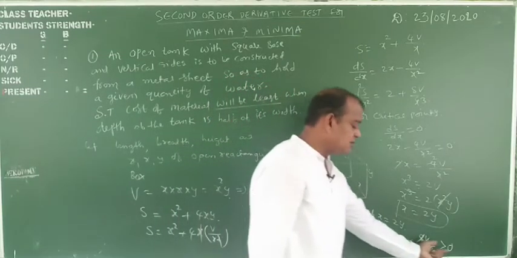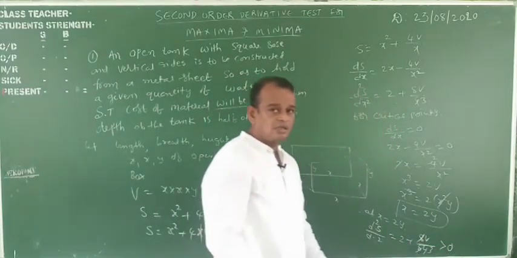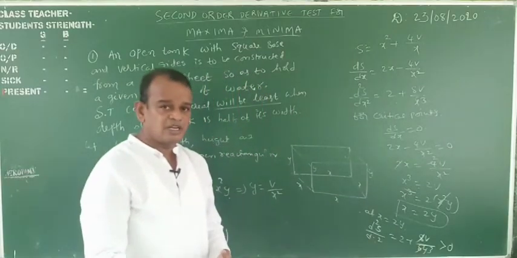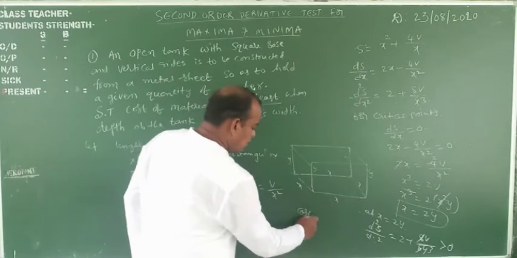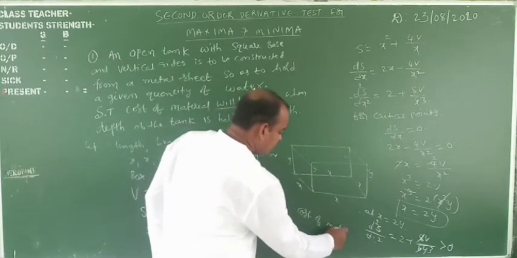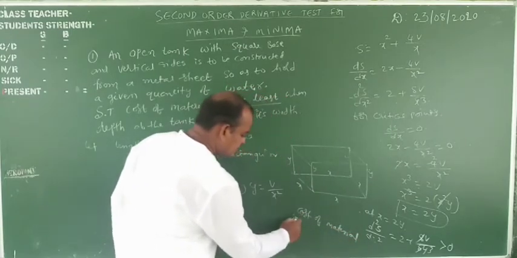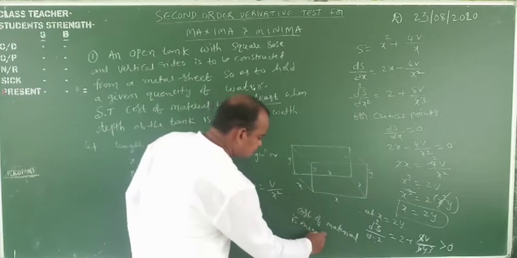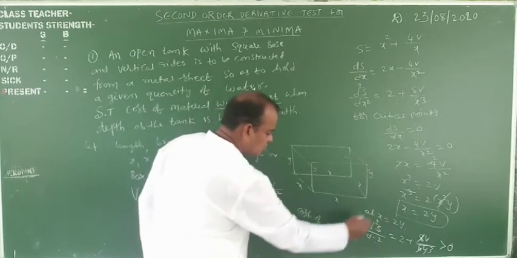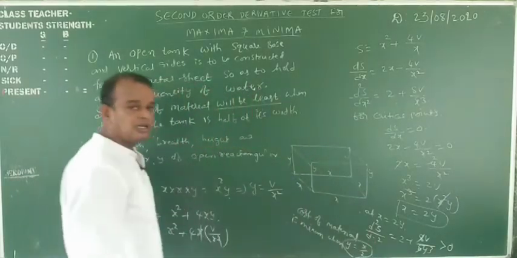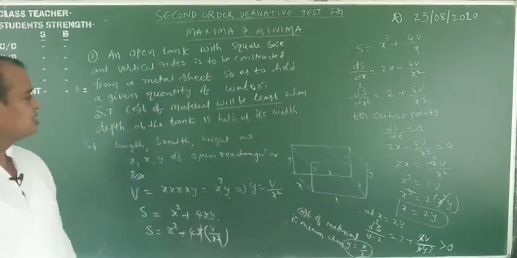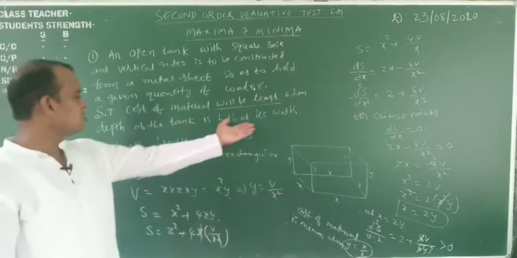Here the second order derivative is positive, means the cost of the material is minimum when x is equal to y. We write that one. Cost of material is minimum when x is equal to y, means y is equal to x by 2. Okay, my dear students, that is asking: depth of the tank is half of its width.